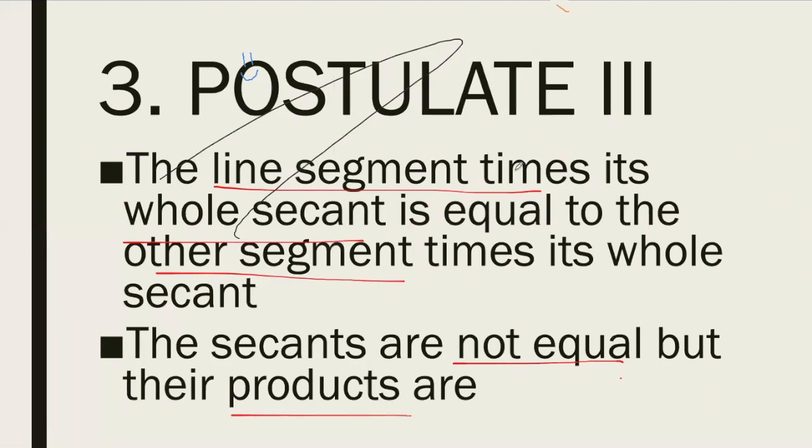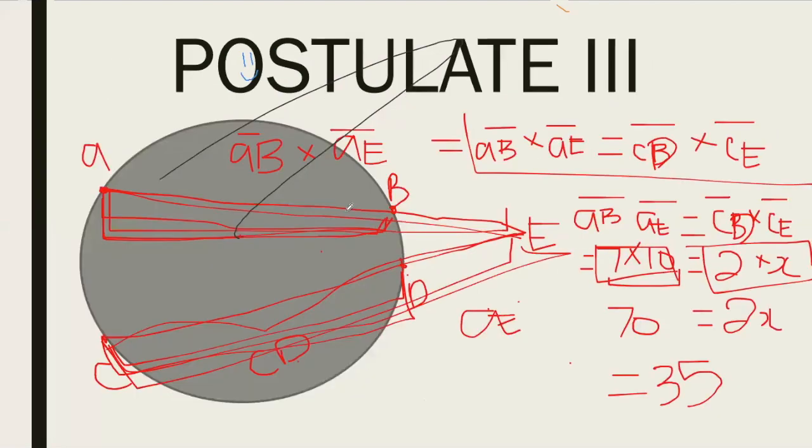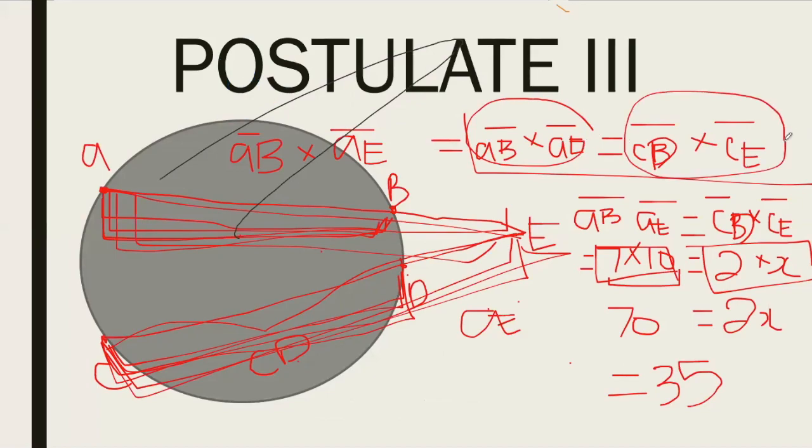Postulate 3: line segment times its whole secant. So AB times AC is equal to CD times CE. Kung ano yung product mo sa AB at AE, dapat parehas din yung product sa CB at CD at CE.